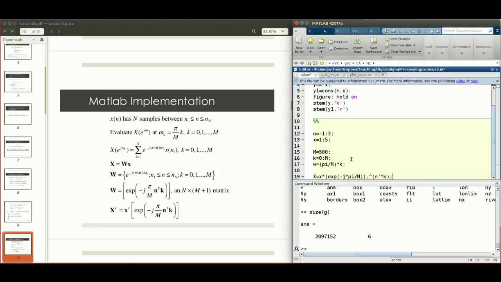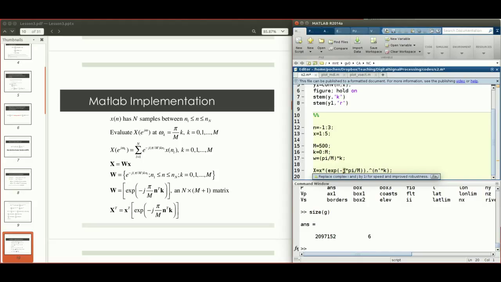I think I got it right. I think that should be correct, right? MATLAB suggests: replace complex i and j by 1i for speed and to improve robustness. So instead of using j, I should use 1i. That's MATLAB's recommendation. And then we're getting our complex signal now.